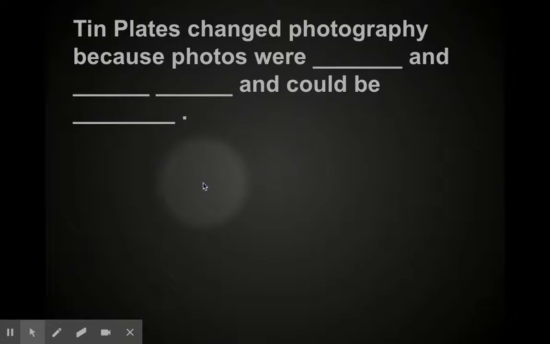So let's check the understanding about tinplates. Tinplates changed photography because photos were blank and blank and could be blanked. What do you think? Fill in the blanks there. Did you say cheaper? And they were less fragile, and that way they could be shipped? Very good.